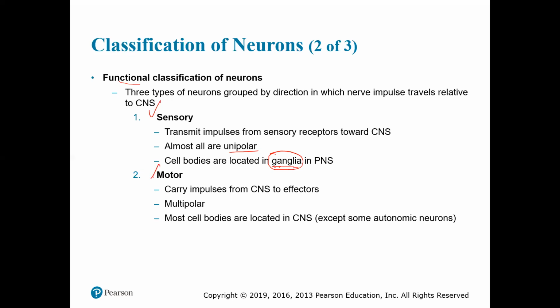Motor is efferent, bringing the impulses, conduction, or however you want to say this, action potentials, from the brain and spinal cord to an effector, right? And pretty much all motor neurons are myelinated multipolar neurons. And most of the cell bodies are located in the CNS, except autonomic, which is a whole different ballgame.